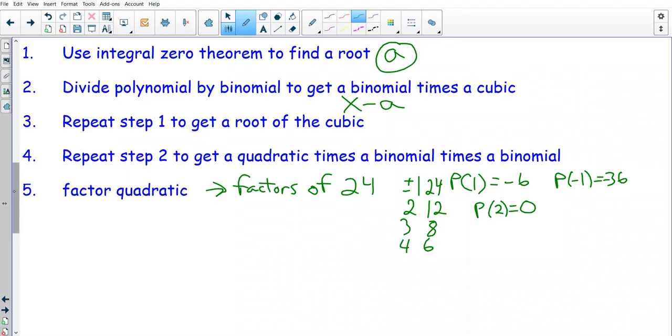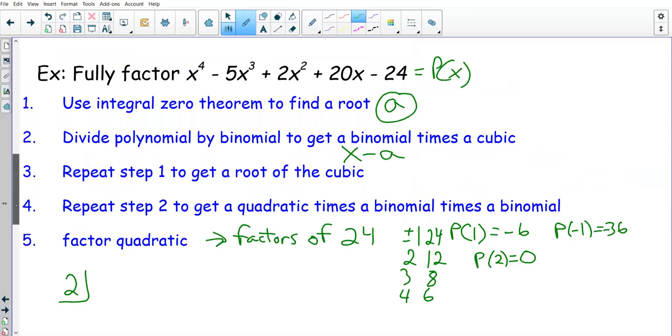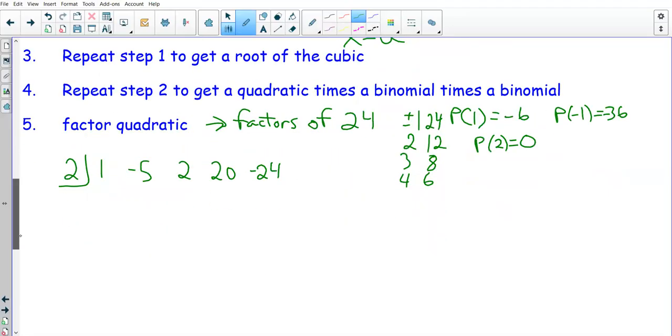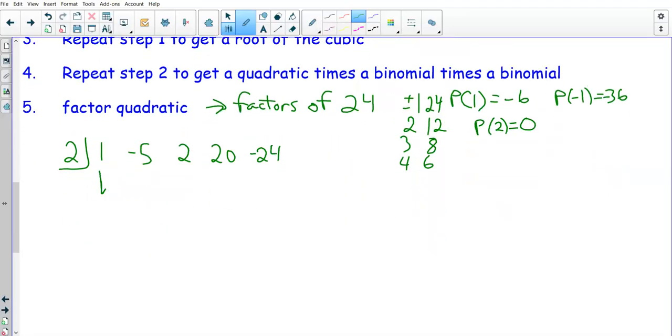So I am going to divide my p of x by my a is 2, right? So x minus 2 is a factor of that polynomial. That polynomial is 1, -5, 2, 20, -24. Now, because I'm fully factoring this, I'm assuming that the polynomial is factorable. It also tells me that my remainder better be 0 because I'm getting a factor here.